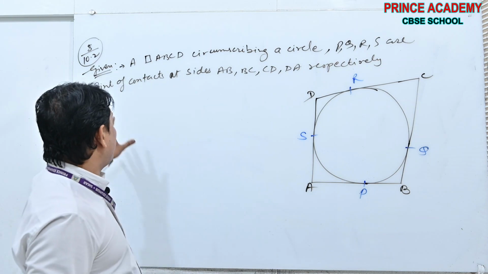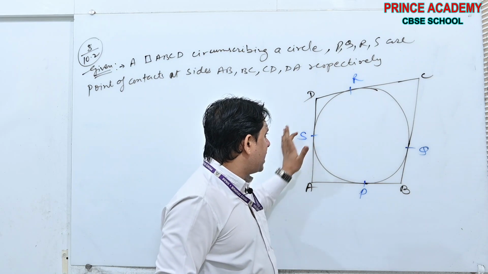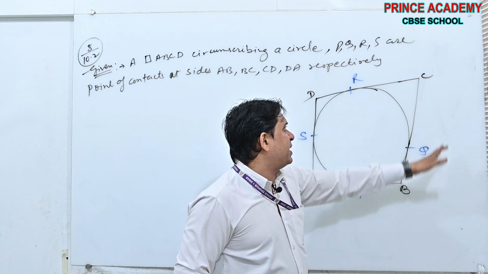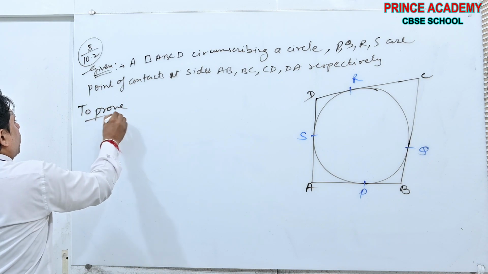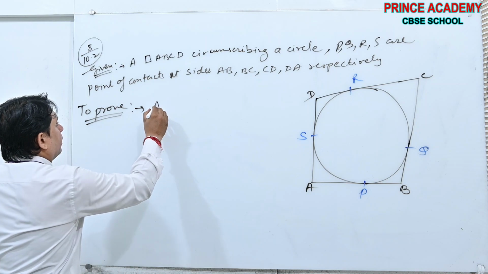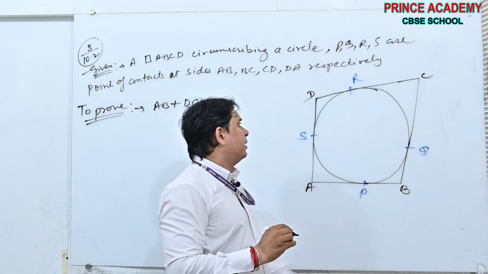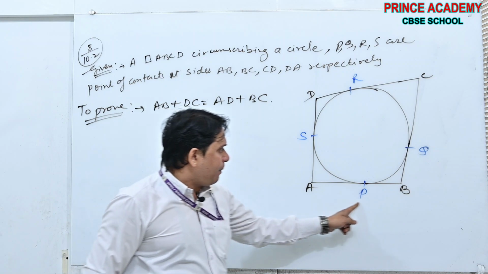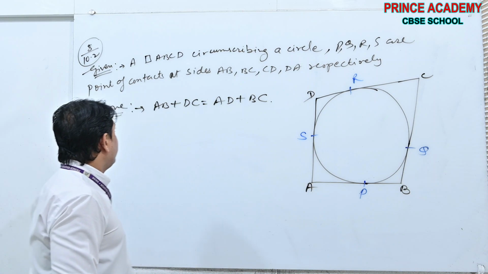You have to mention each and everything. ABCD is a quadrilateral circumscribing a circle, and P, Q, R, S are the points of contact for sides AB, BC, CD, DA. What we have to prove? We have to prove the sum of opposite sides: AB plus DC is equal to AD plus BC.